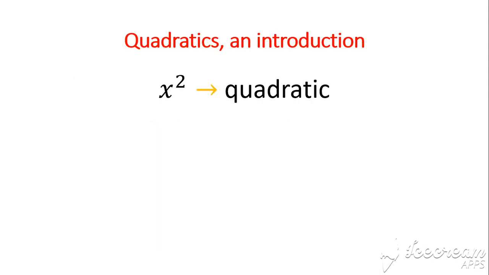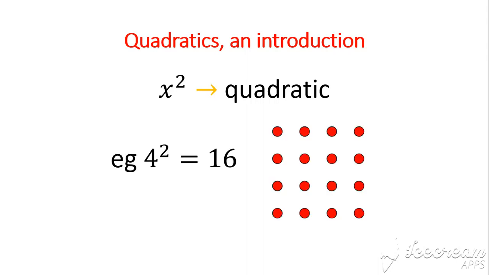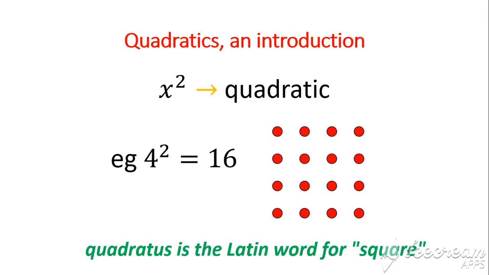So, x squared is a function that we are calling quadratic. For example, 4 squared is 16, makes a square of 4 by 4. The word quadratus is a very old-fashioned word, comes from a language called Latin for square. And that is where the word quadratic originated from.